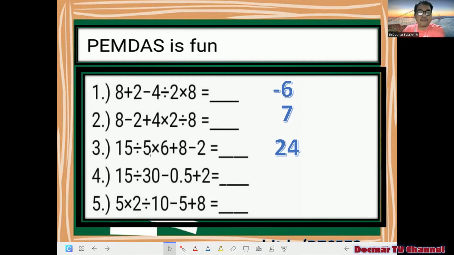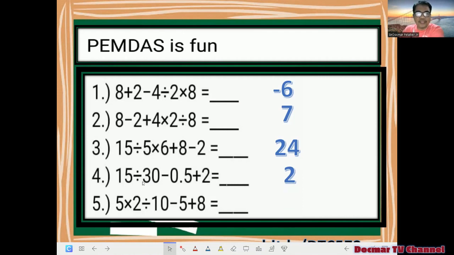15 divided by 5 is 3 times 6 is 18. 8 minus 2 is 6. So 18 plus 6 is 24. Okay. Another number 4 example is 15 divided by 30. What's the answer for 15 divided by 30? That is 1/2. Then minus 0.5 plus 2. So 1/2 is 0.5 minus 0.5 is 0. Therefore, what remains is 2.